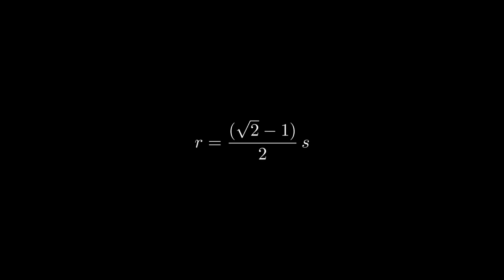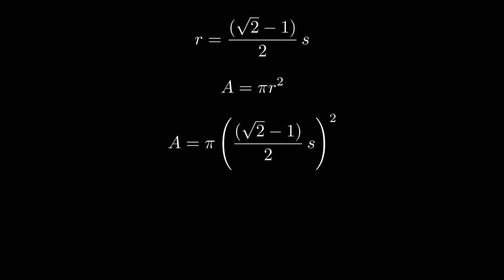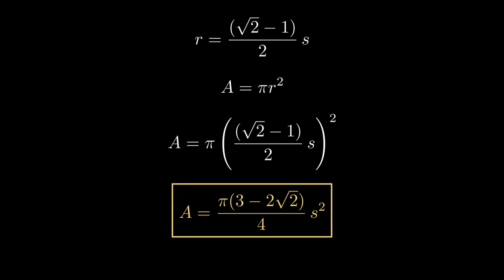Now if the problem instead asks for the area of the small circle, we already have everything we need. Just plug our radius into the standard area formula, A equals pi r squared. Substituting in what we found for r and simplifying, we land on this: pi times the quantity 3 minus 2 root 2, over 4, times s squared. Surprisingly clean, closed form answer for a shape that looked far too irregular to pin down at the start.